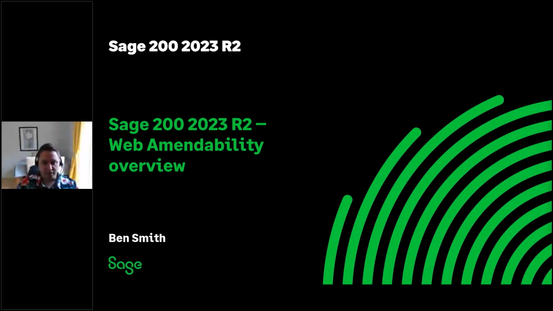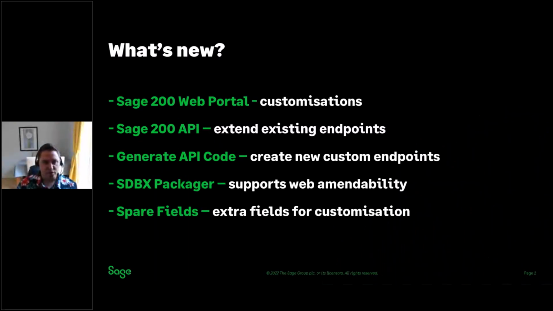So I suppose the big question is, when it comes to the actual new features, what are they? Starting with the Sage 200 web portal, this is a really big change in that you can now customize the existing screens in both standard for the first time and professional, and you can also use professional to create brand new screens as well. These customizations operate in the same way as the rest of the web portal and interact with the Sage 200 API endpoints as well.